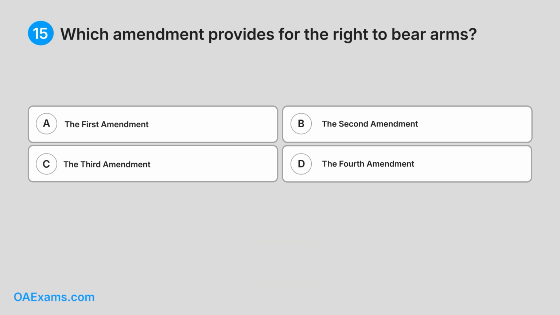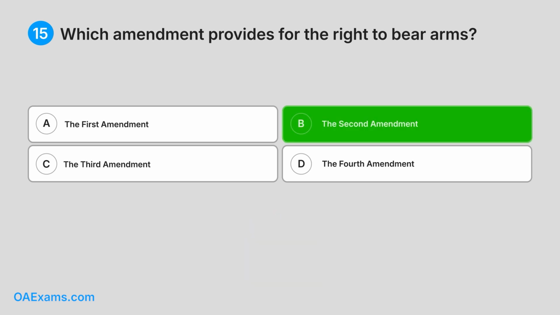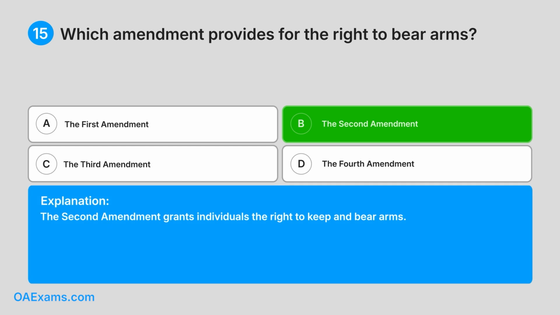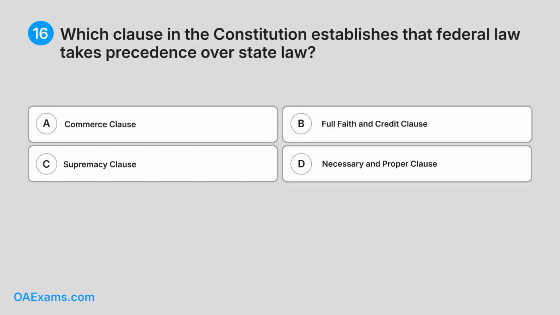Correct answer. B. The Second Amendment. Explanation. The Second Amendment grants individuals the right to keep and bear arms.